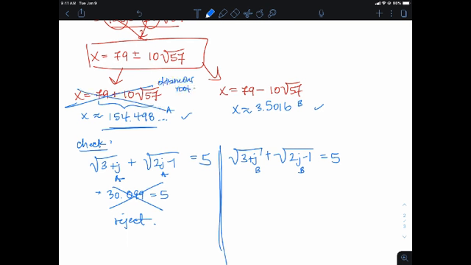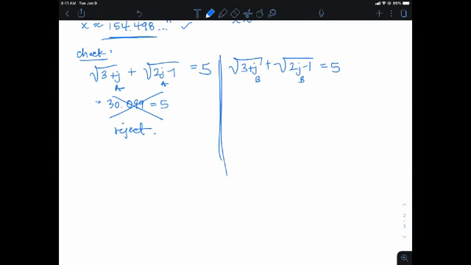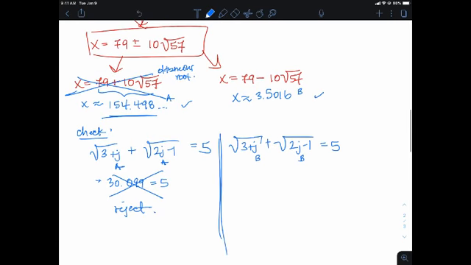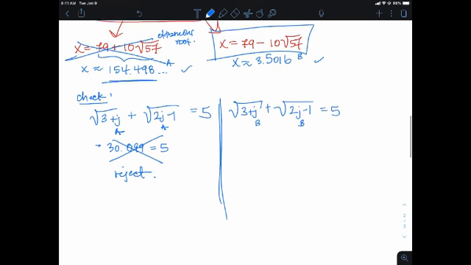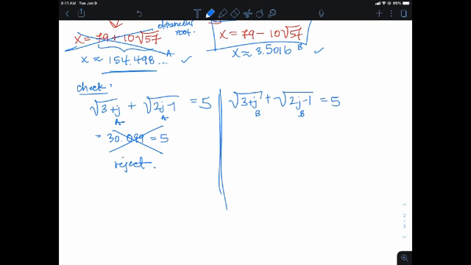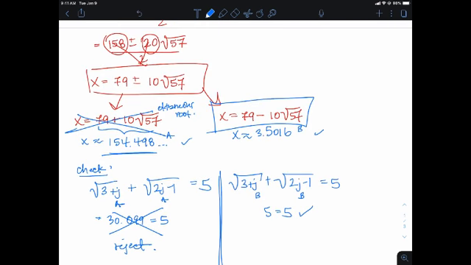Do not accept. When I do this on my right hand side, for this root, for j, I get 5 is equal to 5. Left side equals the right side, we are good. So the only solution to this question, where j is the variable we're using, is j equal to 79 subtract 10 root of 57, or j is approximately 3.5.